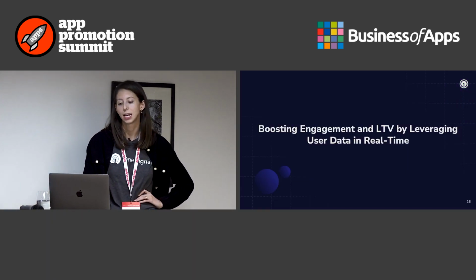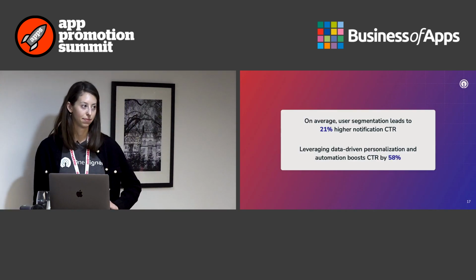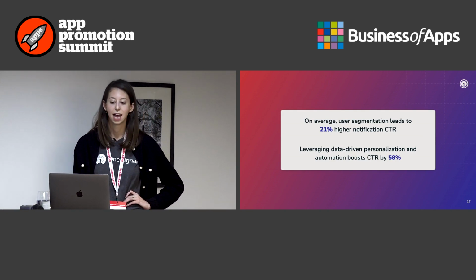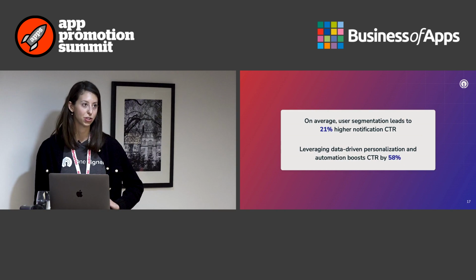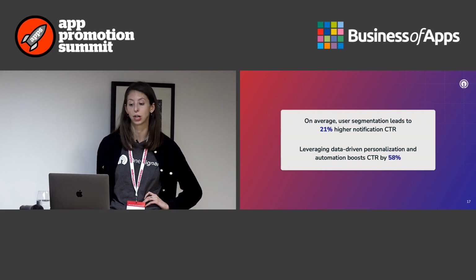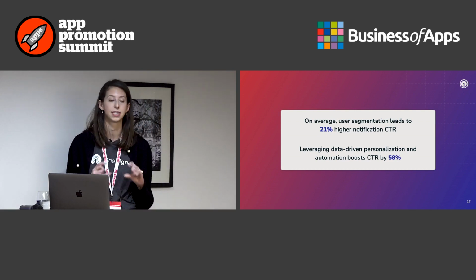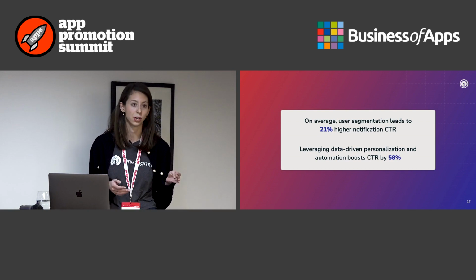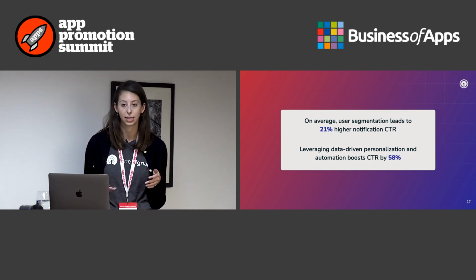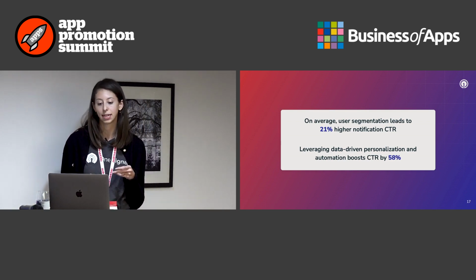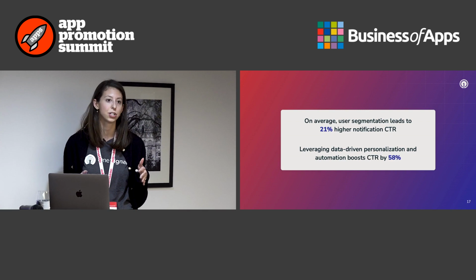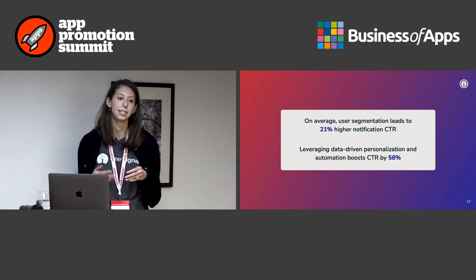So, boosting engagement and lifetime value by leveraging user data in real time. On average, user segmentation leads to 21% higher notification click-through rates, and leveraging data-driven personalization and automation boosts this by 50%. Ultimately, this is a stat that we worked on with a couple of our customers to develop, just to see some of the nuances of what they were doing when they first started out with their messaging strategy, and once they implemented a more data-driven approach, what impact that actually had on their messaging. We've seen time and time again, the more that companies are segmenting their audience and personalizing that message, the higher the dividend it's going to pay long term in terms of engagement.